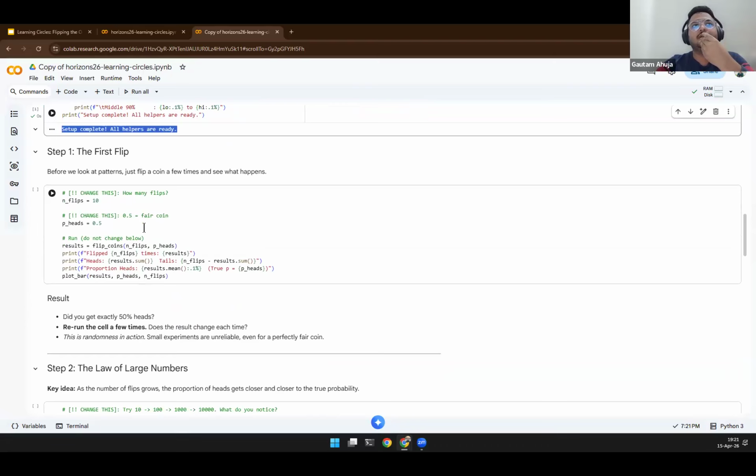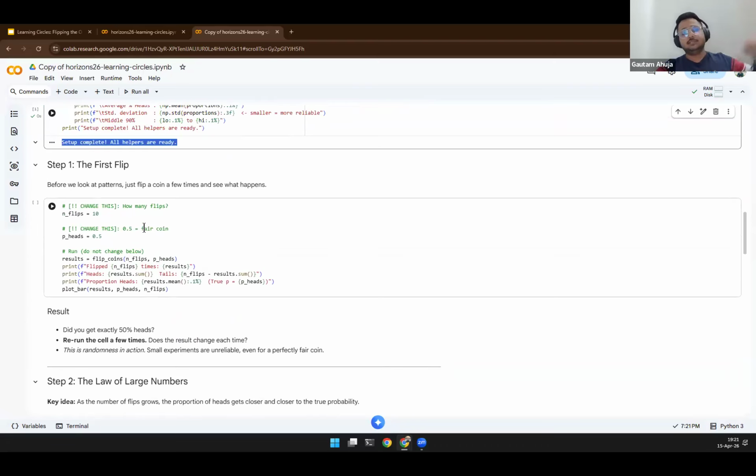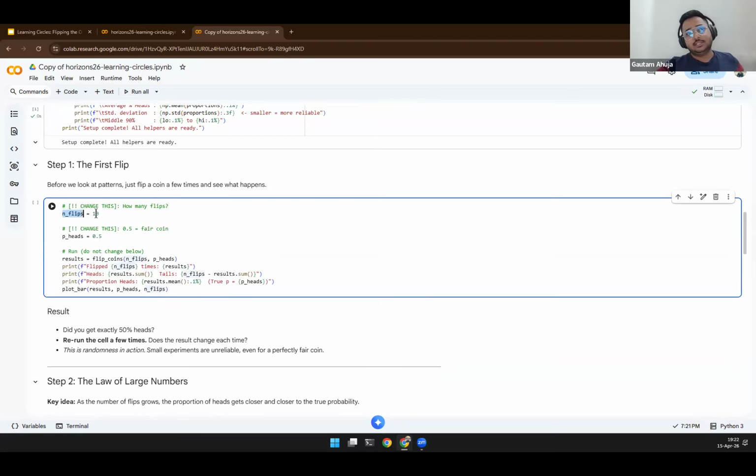Within the first step, we are doing the first coin flip. You can think of N flips as the number of times we are flipping a coin, and P heads as the probability of getting a head in a coin flip. So this block tells you we are flipping a coin 10 times, and each time we flip, the probability that we get a head is 0.5.